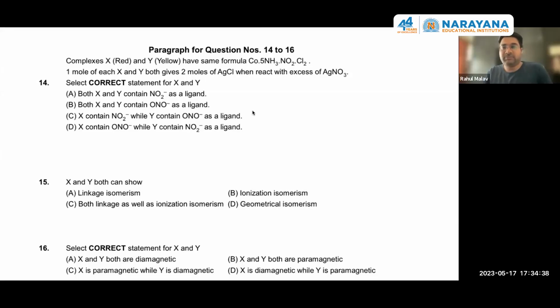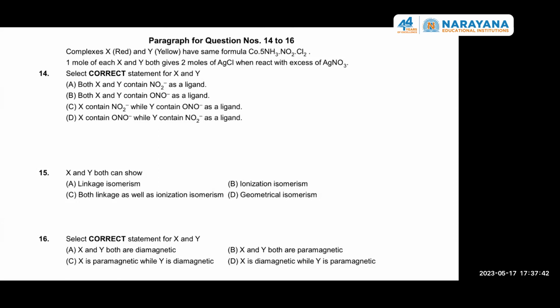Okay, so there are some more questions which you can attempt. This is the paragraph, questions 14 to 16. This is part of the previous assignment, which we were solving in the Sunday discussion class. Let us discuss this question first of all.